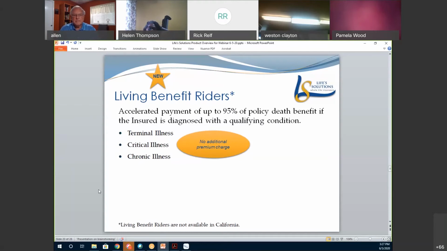The thing on this slide I want to draw your attention to is that circle in the middle of the page. These things, there's no additional premium charge. They are free. I'm not allowed to put it in print, but the word is free. So they don't have to pay for it.